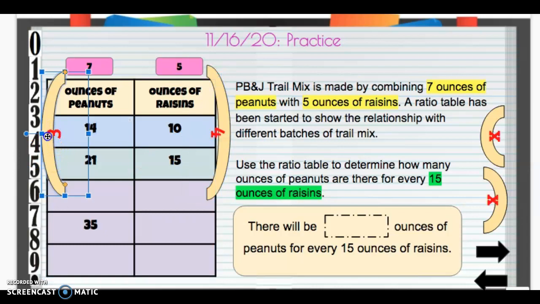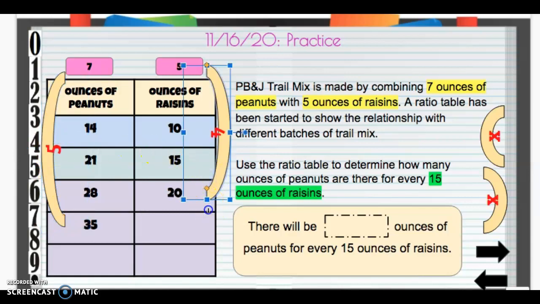And whatever you do to one side, you have to do to the other. So you would say 4. So 7 times 4 is 28. And 5 times 4 is 20. And then we had to figure out, okay, well, what did we do to 7 to get to 35? That was times it by 5. And then we had to do same thing, stay in that row. 5 times 5 would be 25.